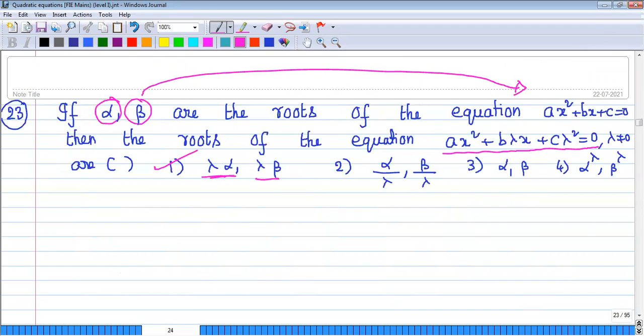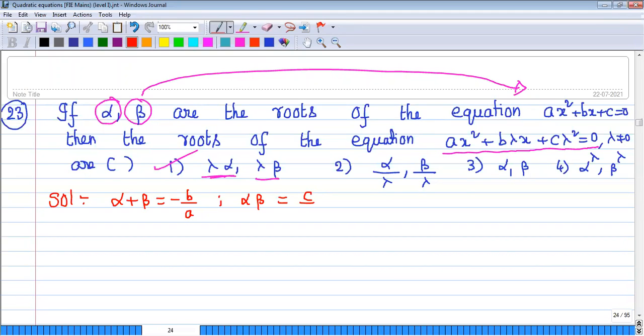Okay, let us move to the options. Otherwise you can check the options also. How to check the options: since alpha, beta are the roots of this equation, we know that alpha plus beta is equal to minus b upon a, whereas alpha beta is equal to c upon a.